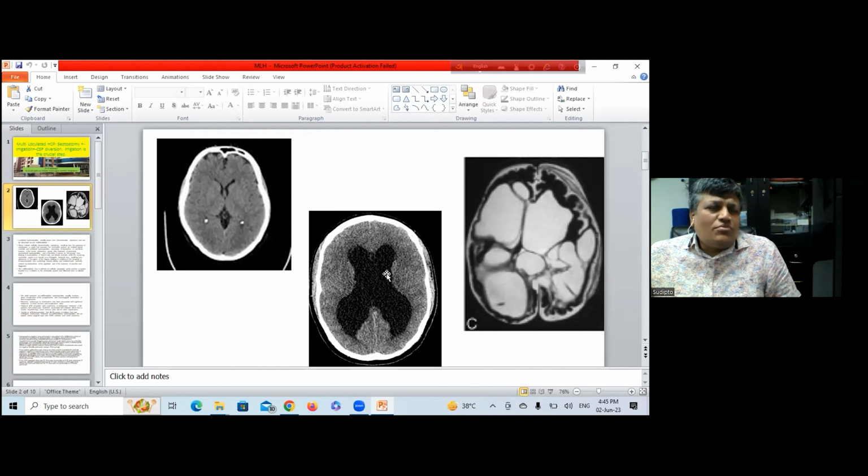The management of simple hydrocephalus, the middle one, is straightforward. We can do CSF diversion either by endoscopic third ventriculostomy or by different types of shunt. But the management of multiloculated or multiseptated hydrocephalus is not straightforward. It is a complex disease and the treatment is very complex. So that's why I want to discuss this issue.